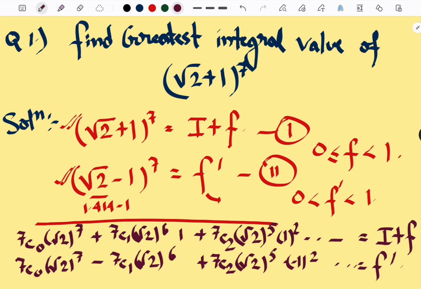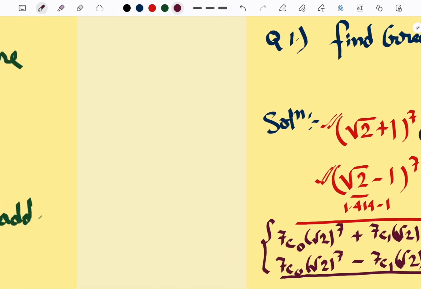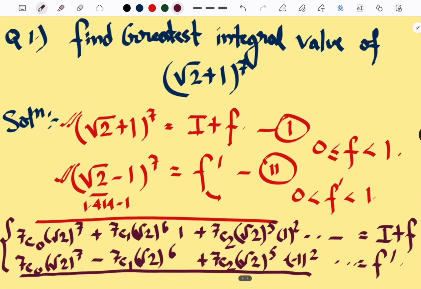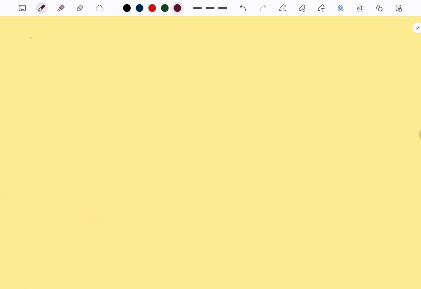What we are required to do is remove the surds. So how do we remove the surds? Now with (√2)^7, one √2 will be left out, so we need even powers. That is the reason we subtract. And I told you that if n is odd, what we usually do is subtract. So here with the subtraction process, what is going to happen? Let's rewrite. So what will be left out?